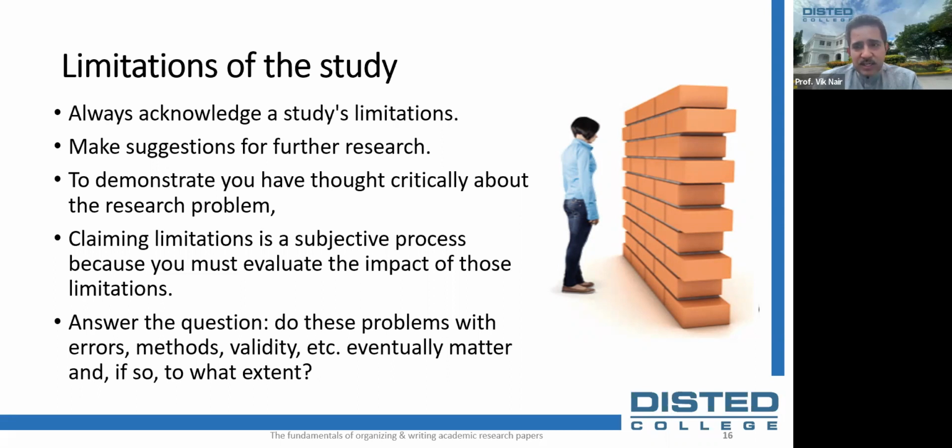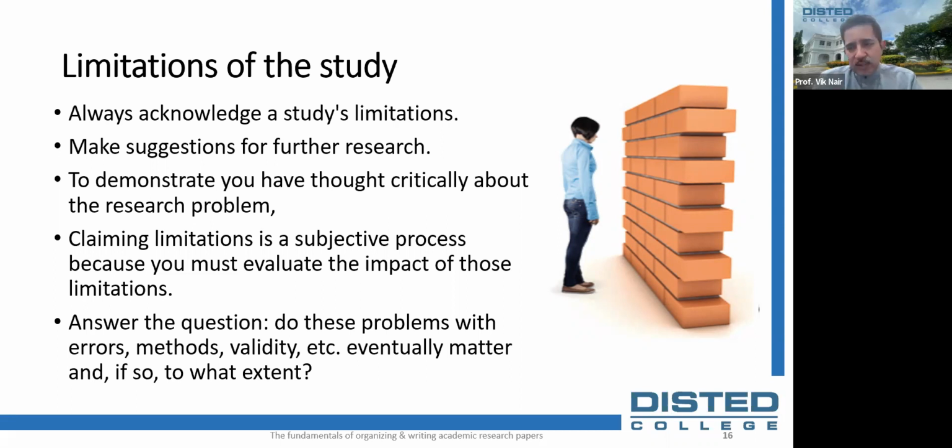Claiming limitation is a subjective process, okay, because you must evaluate the impact of those limitations. Don't just list key weaknesses and the magnitude of a study's limitation. To do so will diminish the validity of your research, because it leaves the reader wondering in what ways the limitation of your study may have impacted the findings or the conclusion. So limitations require a critical overall appraisal and interpretation of the impact. Don't just put the limitation that will create a big question mark on the validity of your finding.